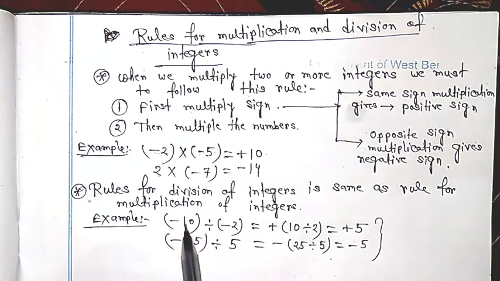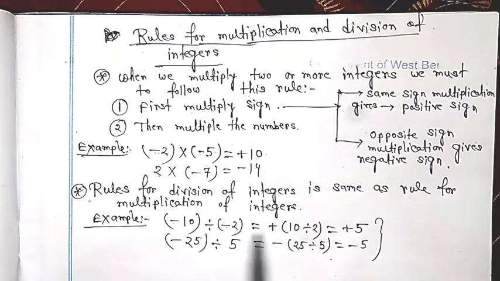For example, minus 10 divided by minus 2, these are of the same sign, so the resultant will be positive. And then we divide the numbers. 10 divided by 2 is 5. So first we divide the signs, minus divided by minus, same sign, means positive, and 10 divided by 2 is equal to 5.